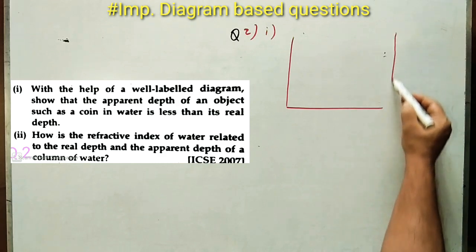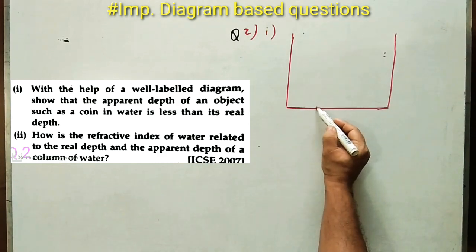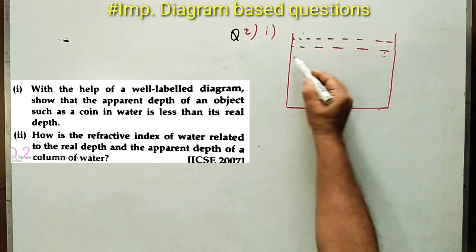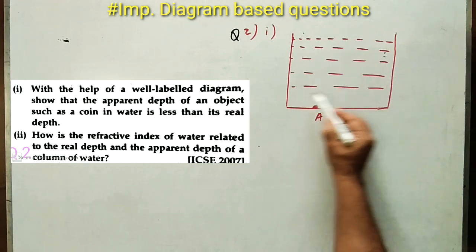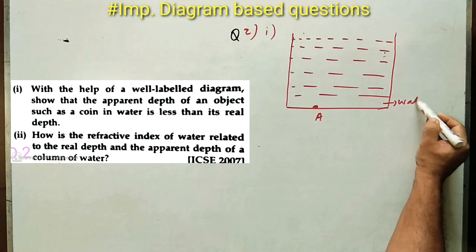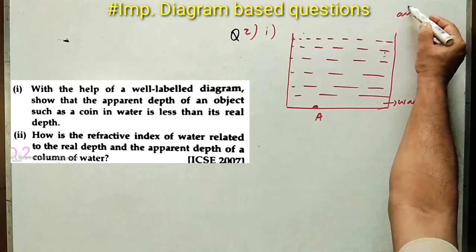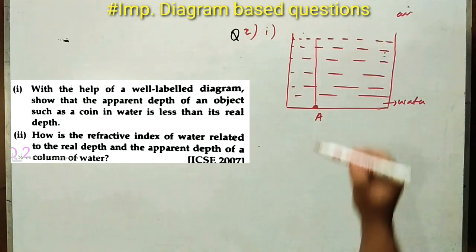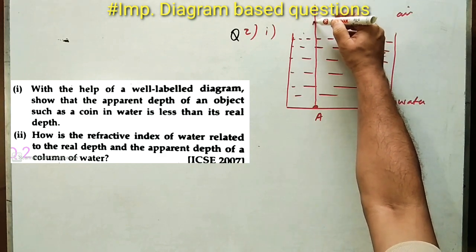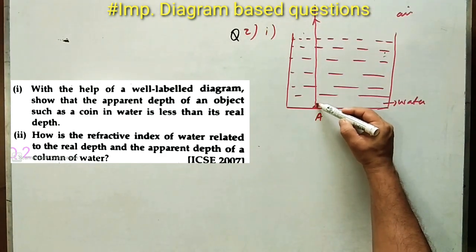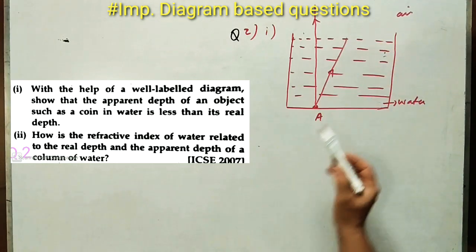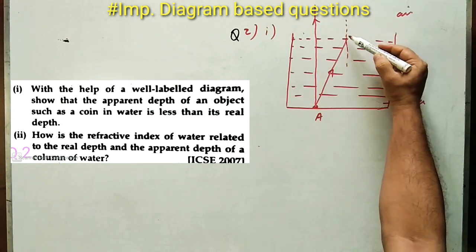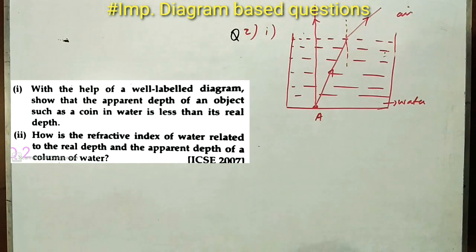Water is contained in a beaker. A coin is placed here, coin A. We will show the water air interface, the separation between water and air. Water is the denser medium, and this is air. A ray of light traveling normally from A passes undeviated, you know it. Now a ray of light traveling from A obliquely, striking the water air surface, as you know, bends away from the normal. So it is bending away from the normal. This is the refracted ray.